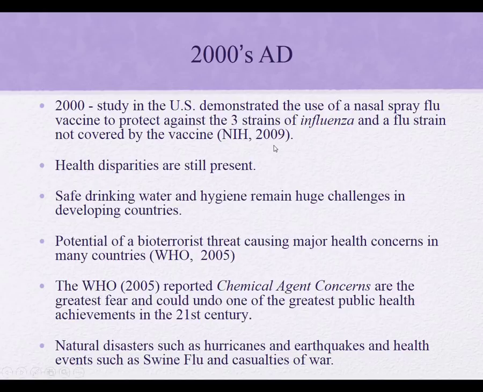Health disparities, we're in the 2000s, are still present. Safe drinking water and hygiene remain huge challenges in developing countries. Remember, last year we saw safe drinking water issues in Michigan, so these are not just third world issues. There are things that happen in the U.S. A potential bioterrorist threat is causing major health concerns in many countries. Bioterrorism is a new threat that hasn't been around prior to the 2000s. The WHO reported chemical agent concerns, that these are a huge fear of the 21st century, and that they could undo some of the biggest achievements that we had. Natural disasters such as hurricanes, we just had a huge hurricane not long ago, and earthquakes, and health events such as swine flu and war are also major concerns moving forward in public health.